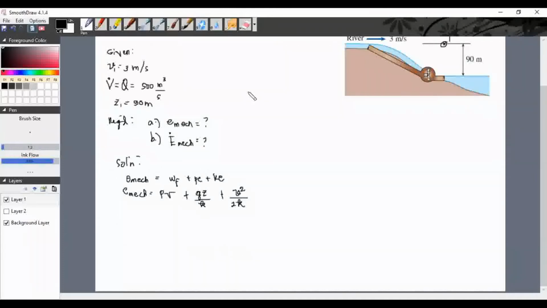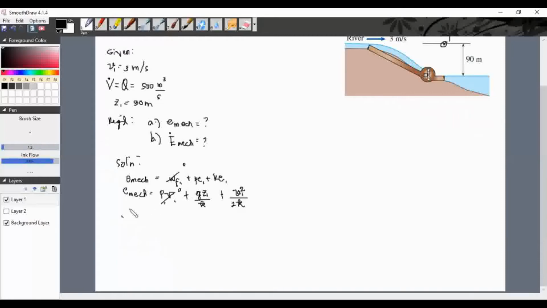So in this case, wala namang sinabi about this one, about flow energy. So assume natin na negligible na siya or hindi na natin siya isasama sa computation. So meron tayong, ito na lang matitira, g z and then yung V squared over 2K. So gawin natin point 1 to point 1: PE1, KE1, flow work 1, P1, V1.